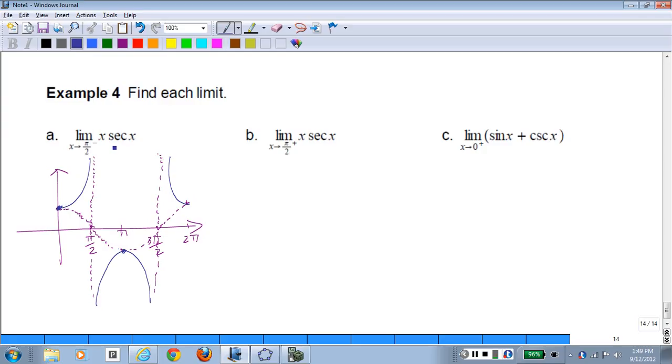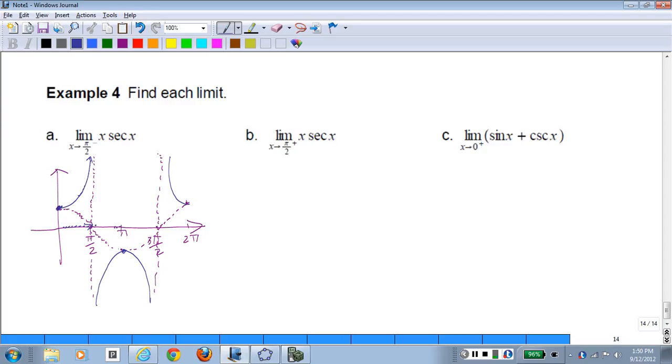So as x approaches pi over 2 from the left, so we're doing this, pi over 2, oh, wait, that's the right. That's the right. And I erased the x-axis and no telling what else in the process. Put it back. From the left, it's doing this. Secant is going where? Positive infinity. So secant x is going to positive infinity.